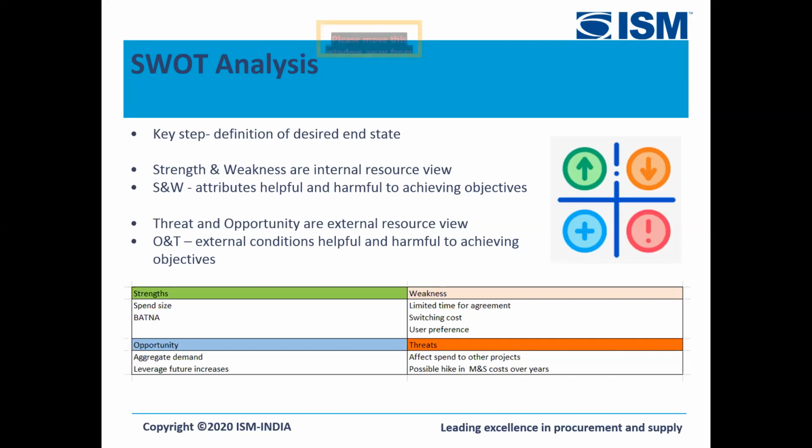Our BATNA, the best alternative to a negotiated agreement, should be our strength. So we should be aware of what our BATNA is, whether it is insourcing, or moving to a certain alternative. If we are aware of that, it is our strength, and it would help us when we are negotiating for the lowest price. Weakness would be limited time for agreement.